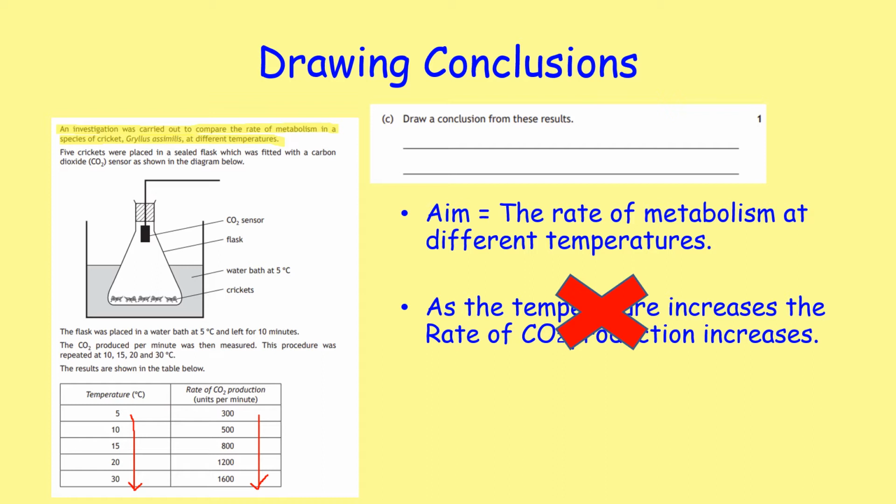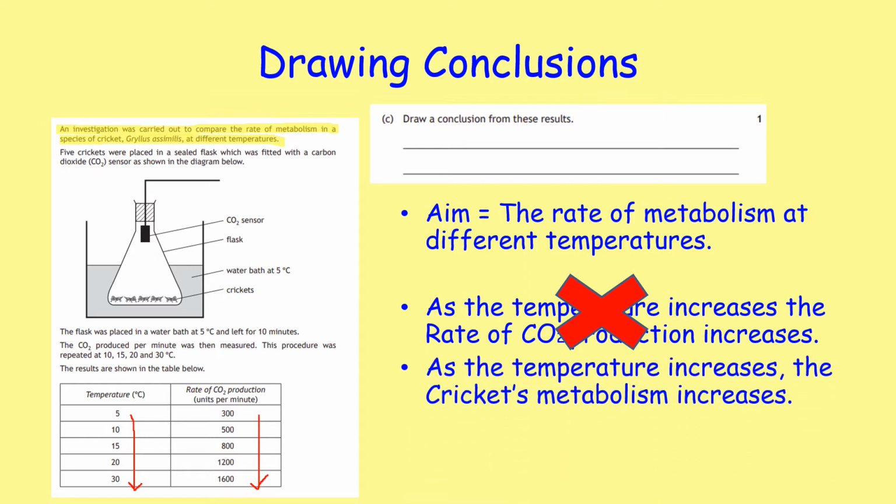So don't be tempted to just describe the results. You must make sure that you're answering the aim. What we're looking for is a statement that's like this. As the temperature increases, the cricket's metabolism is increasing. So you can see there, I have answered that aim and I've used words from that aim. So that would be correct.